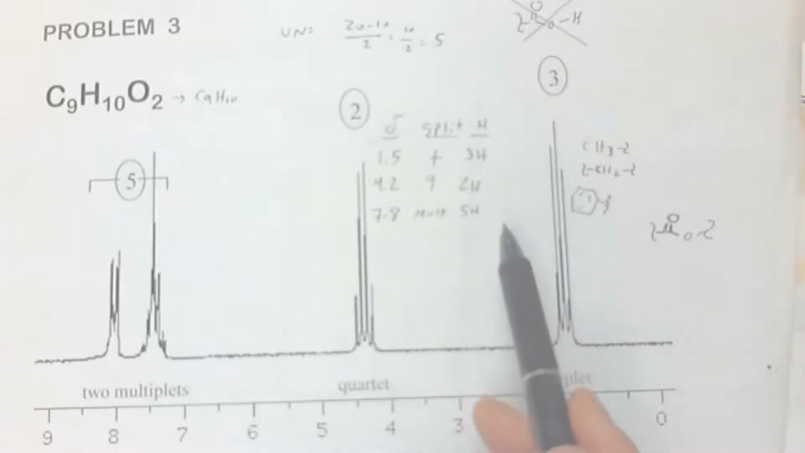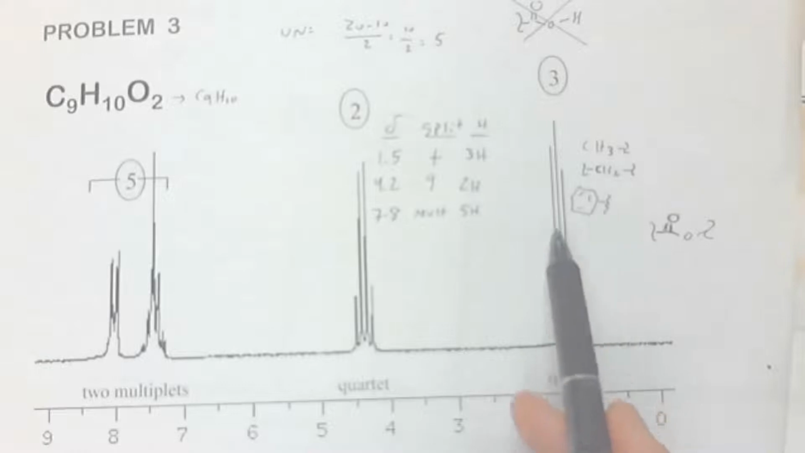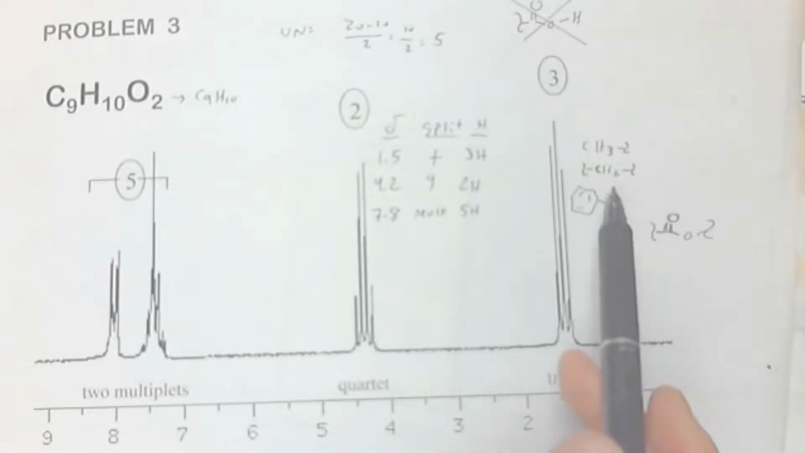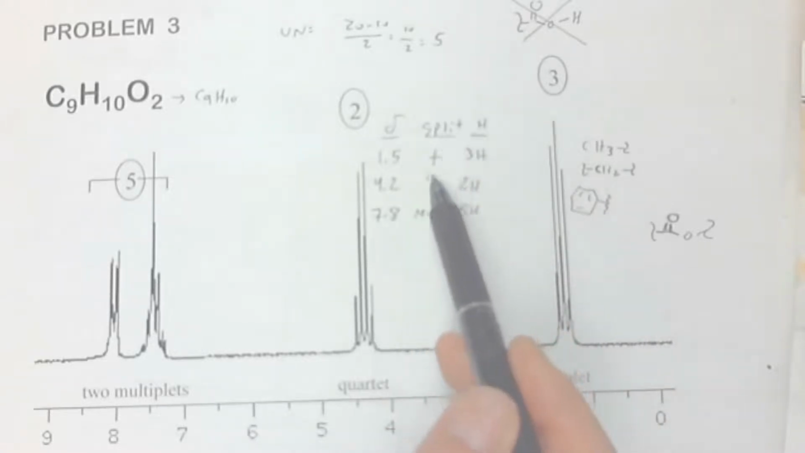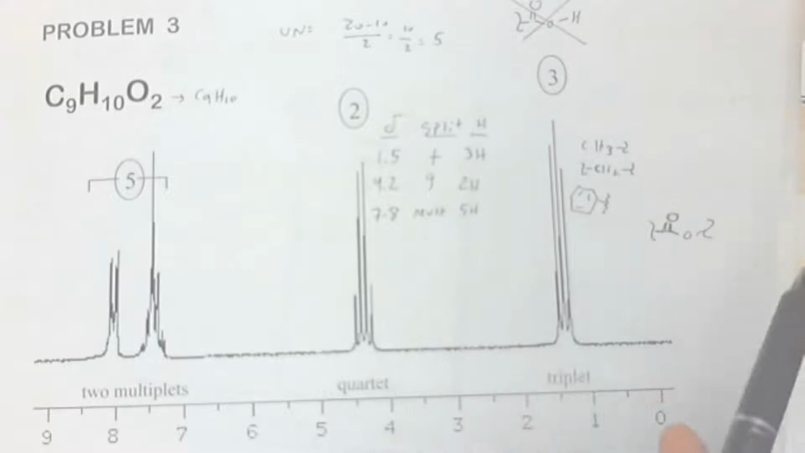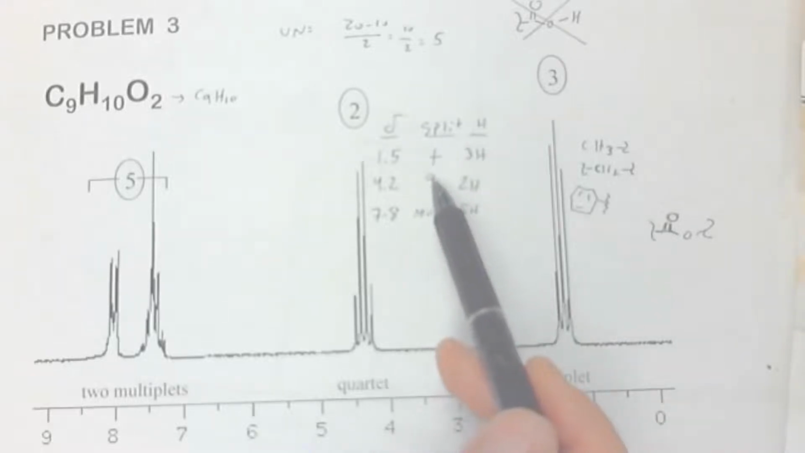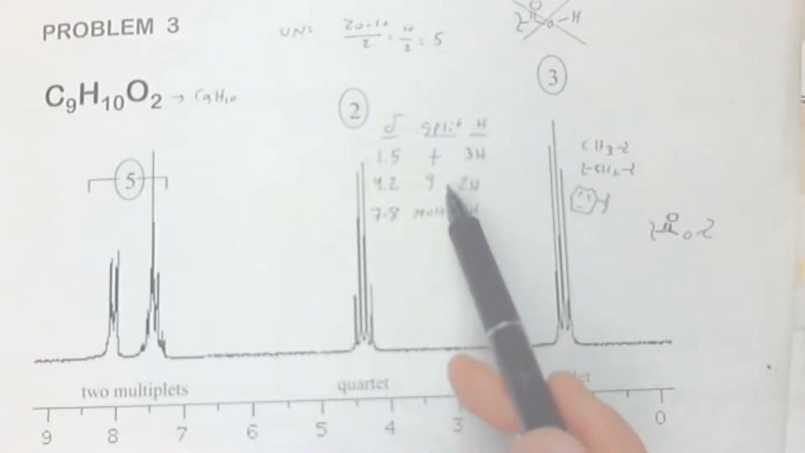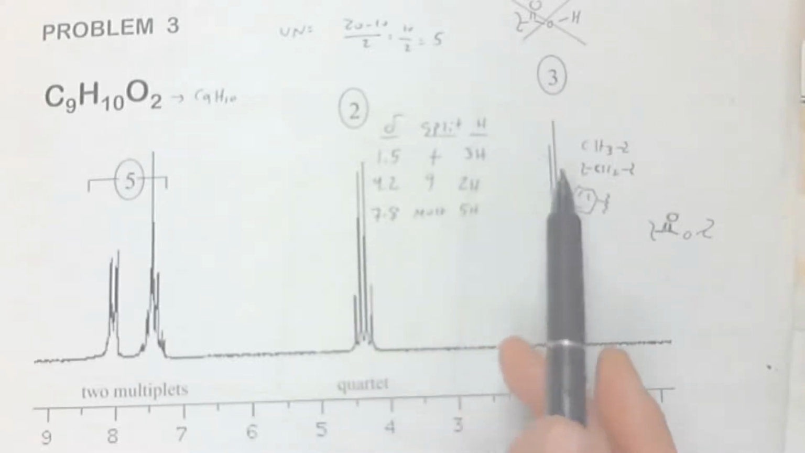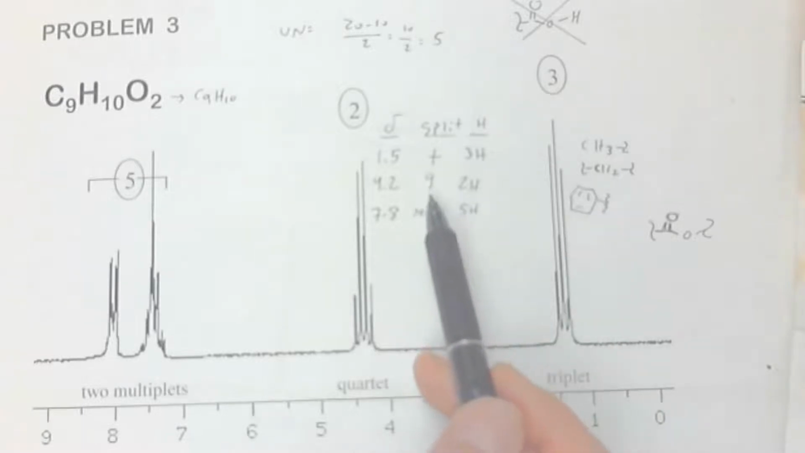So now we're at a milestone. We have the pieces. I'll kind of ask you guys, how should I proceed? I need to start attaching stuff. Sometimes I love the splitting, right? I love the splitting because that tells you connectivity, right? Remember when we learned about splitting, we said if you ever have a quartet and a triplet, it's probably an ethyl. Well, what does a quartet mean about the CH2? Quartet means how many neighbors?